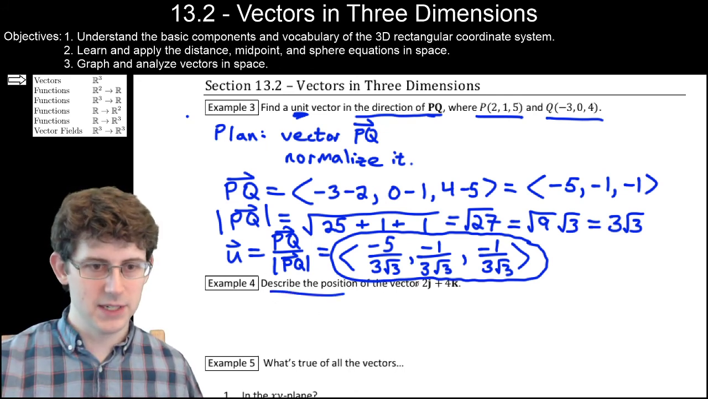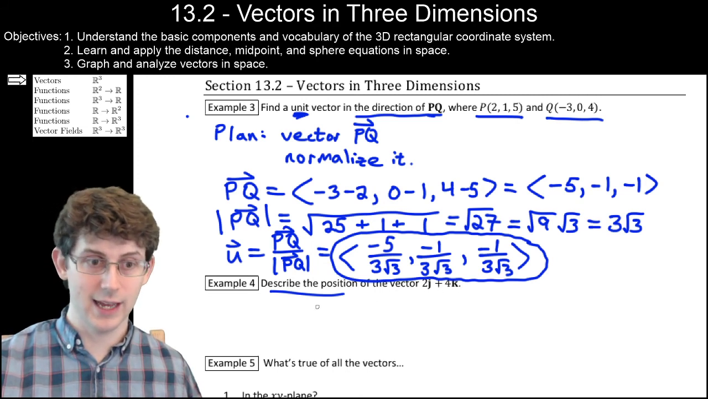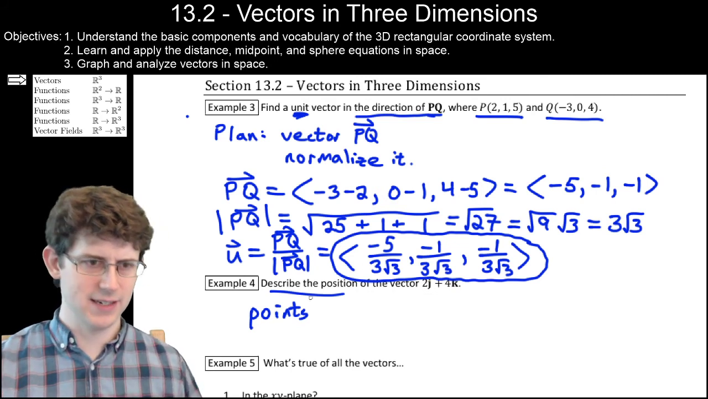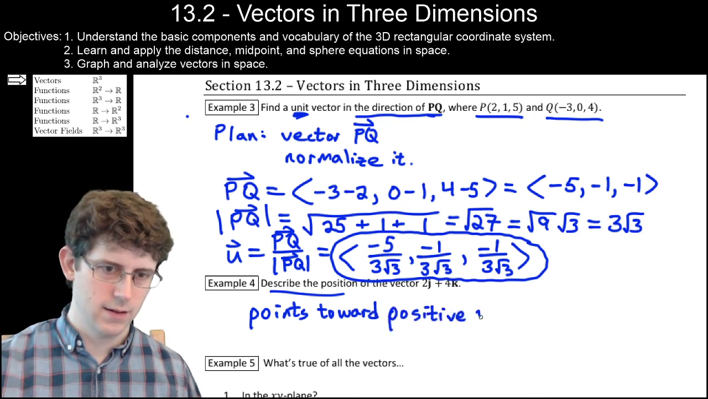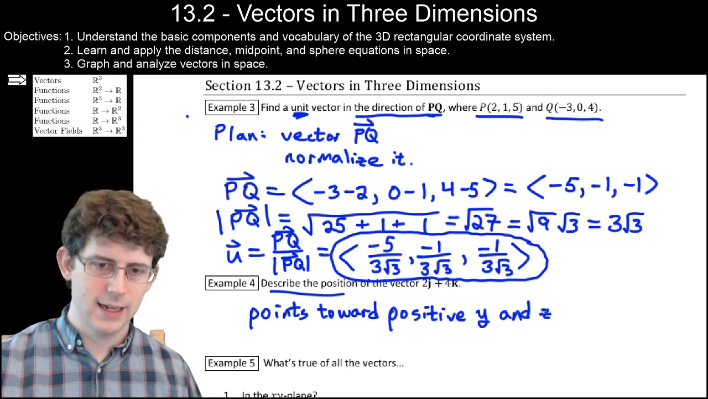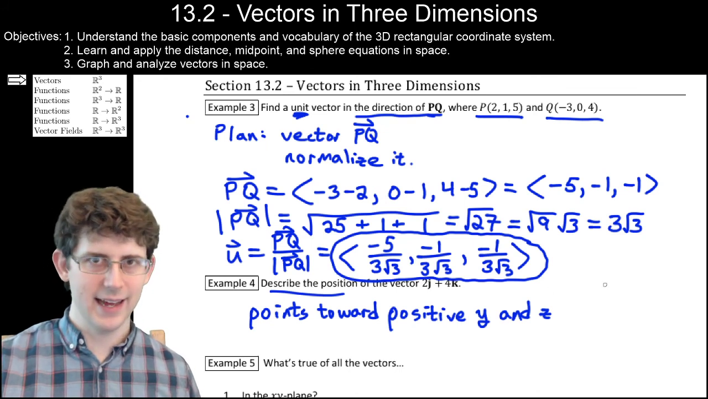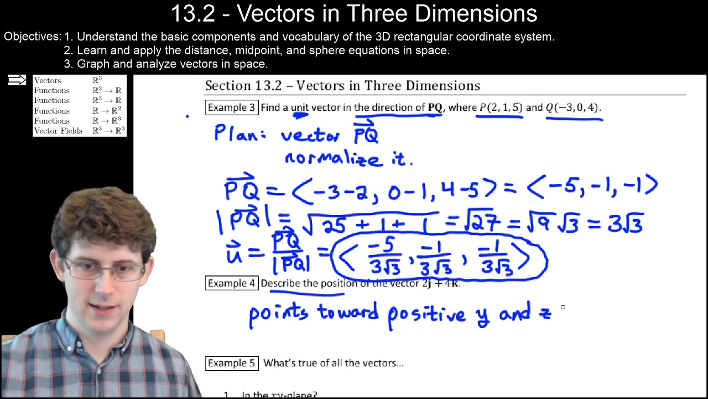Okay, let's describe the position of this vector just to get in example 4, just to get familiar with what 2j plus 4k means. Well, it points like in the y and z positive direction. But it doesn't go at all in the x direction. So the easiest way to say that is that the vector stays in the yz plane because it has no x component.